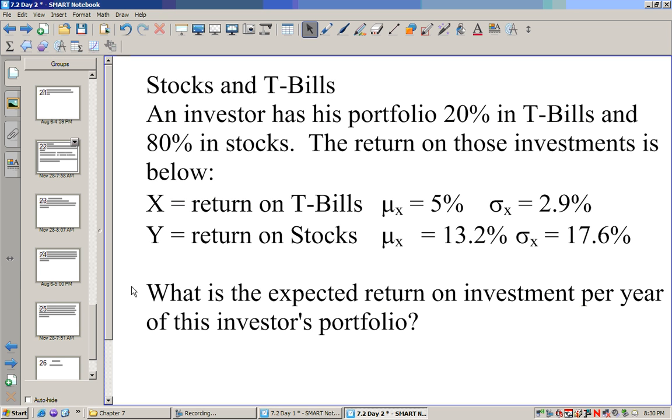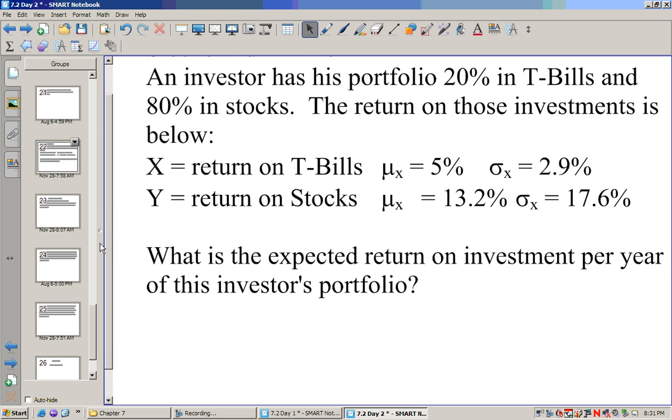All right. An investor has his portfolio 20% in T-bills and 80% in stocks. The return on those investments is below. Let X be the return on T-bills. It has a mean of 5% with a standard deviation of 2.9%. And his return on stocks is Y with a mean of 13.2% and a standard deviation of 17.6%. So stocks make more money, but they're riskier. T-bills are pretty consistent, but you get a lower return, I should say.